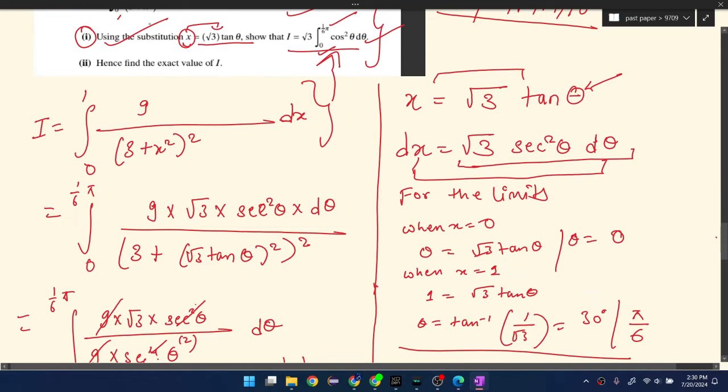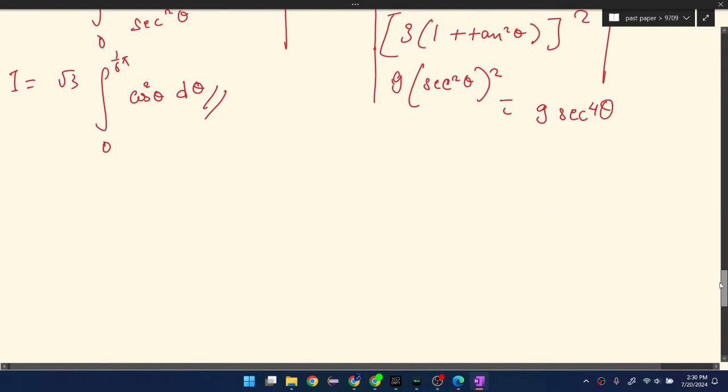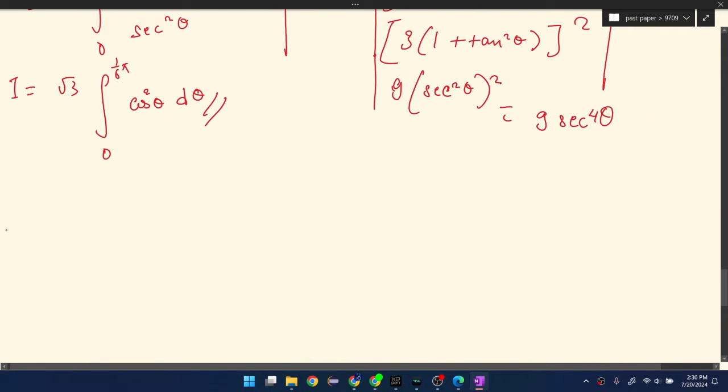Now we have to find the exact value of I. That means we have to complete this definite integration, right?